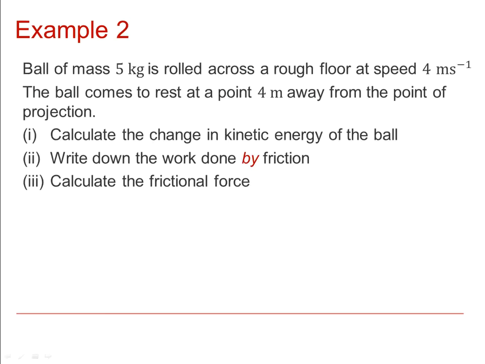In the second example, three parts of this, we've got a ball of mass 5 kilograms rolling along a rough floor, initially at a speed of 4 meters per second, and then it comes to rest 4 meters away from its starting point. So we want to calculate the change in the kinetic energy of the ball, and then work out the frictional force by first of all writing down the work done by friction.